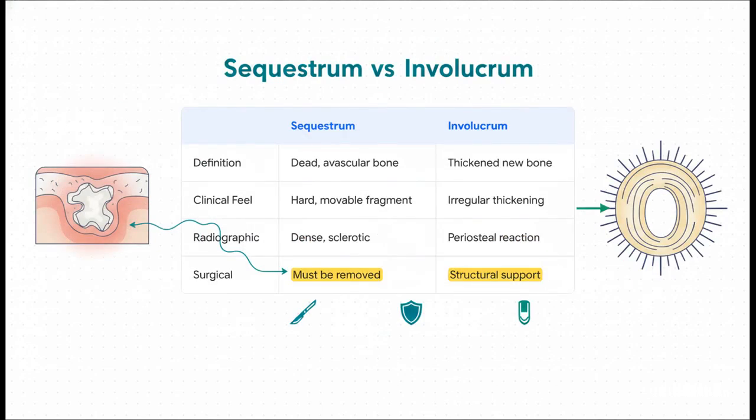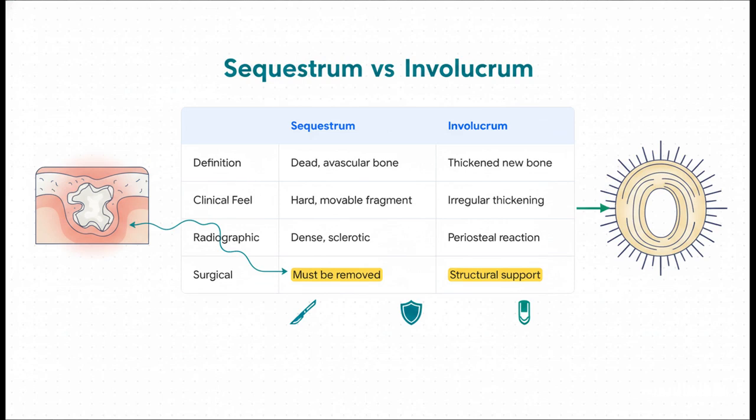Now, this table is absolutely crucial for your understanding. Let's break down the key differences. A sequestrum is dead bone. An involucrum is new, living bone. Clinically, when you probe a sinus, the sequestrum feels hard and is often movable deep inside. The involucrum, on the other hand, is the hard, irregular thickening you can actually feel under the skin. On an X-ray, the sequestrum appears dense and white, while the involucrum is the reactive new bone forming around it.